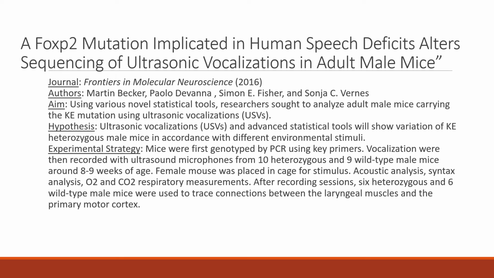For the overall experimental strategy, mice were first genotyped by polymerase chain reaction using key primers. Vocalizations were then recorded with special ultrasound microphones from 10 heterozygous and 9 wild-type male mice around 8 to 9 weeks of age. Female mice were then placed in the cage for stimulus, and acoustic analysis, syntax analysis, and oxygen and carbon dioxide respiratory air were measured. After the recording sessions, 6 heterozygous and 6 wild-type male mice were used to trace connections between the laryngeal muscles and the primary motor cortex of the brain.